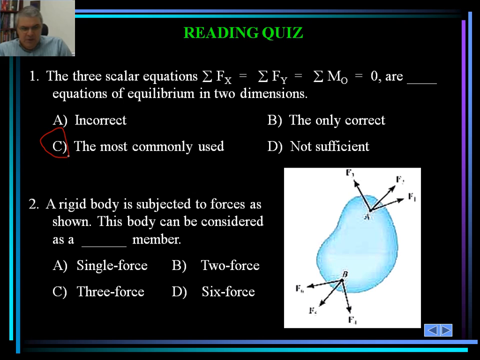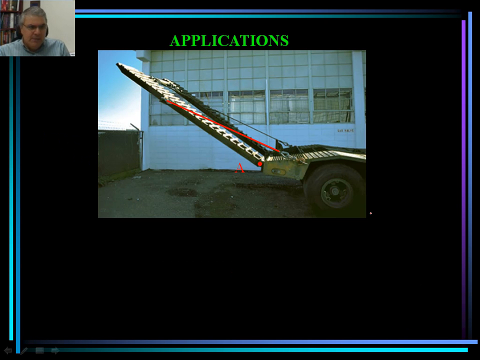So the body could be considered a two-force member because we can draw a straight line between points A and B. Assume that this is a straight line. I didn't do a good job, but that's a straight line here. And that will be a two-force member. For reasons that we will visit shortly, you will know why this is correct.